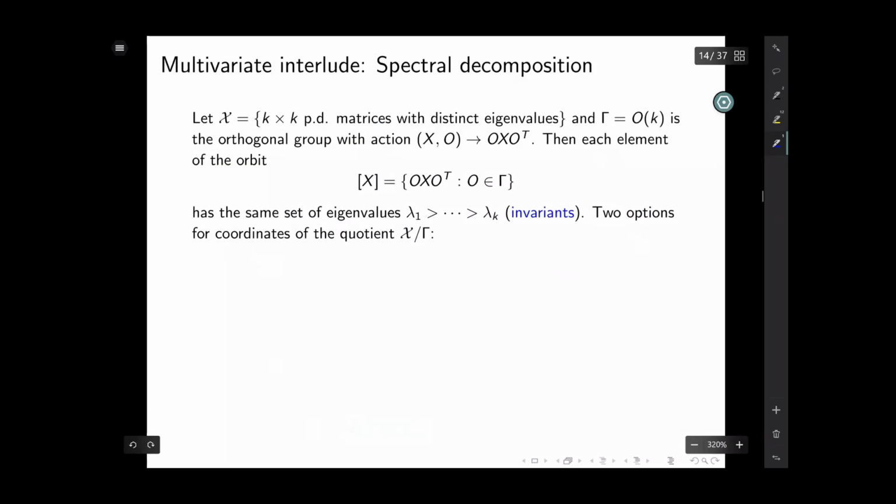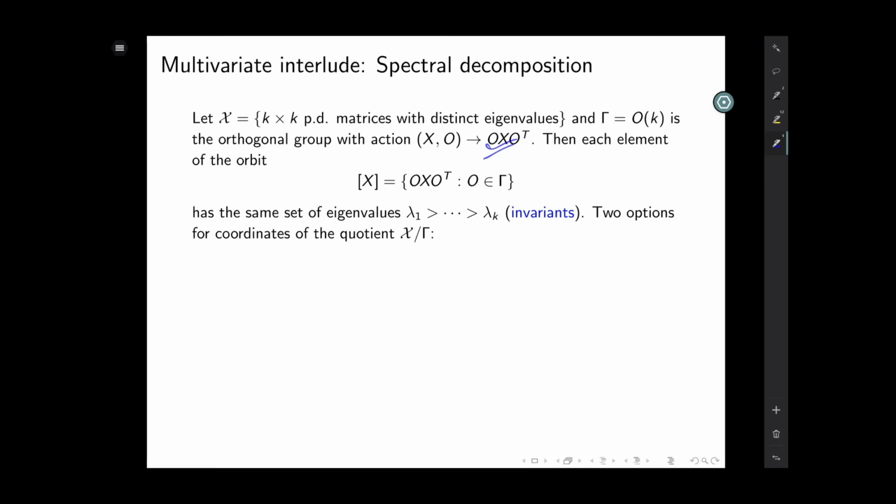Let's first see how this is done in the multivariate setting. Not necessarily in the shape setting, but just in multivariate statistics. That is, I have a set X of k by k positive definite matrices with eigenvalues which are all distinct. And then I can think of the orthogonal group of matrices acting on it in this particular fashion.